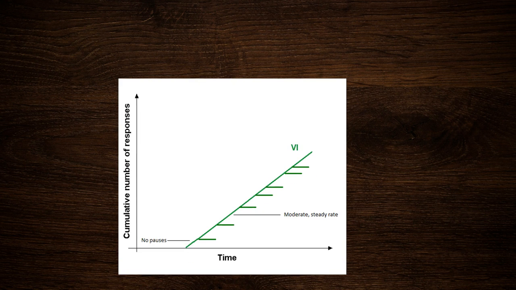With the variable interval schedule of reinforcement, you see a moderate steady rate of responding with no pauses between reinforcement deliveries. Along the x-axis is time, and along the y-axis is cumulative number of responses.